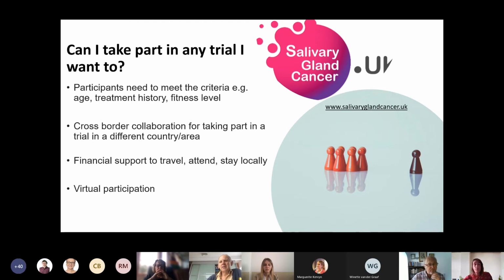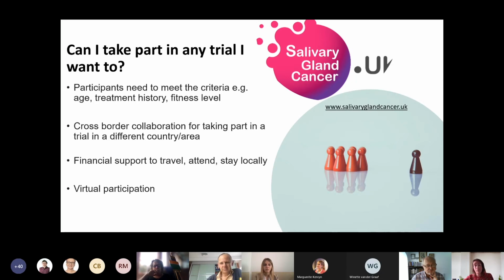So we touched on this earlier, and I'm nearly at the end. You've decided you want to take part in the trial, but what trials can you take part in? So obviously you need to meet certain criteria, which might be your age, any previous treatments may have a bearing on that, your fitness level.